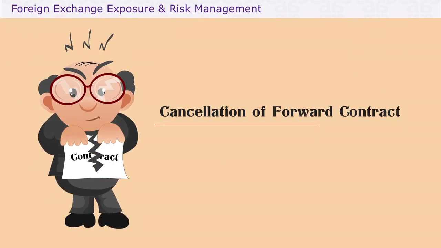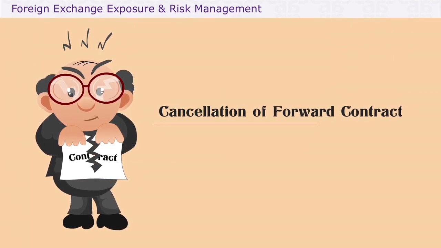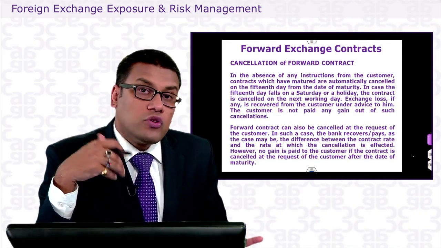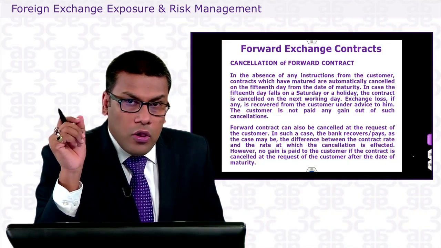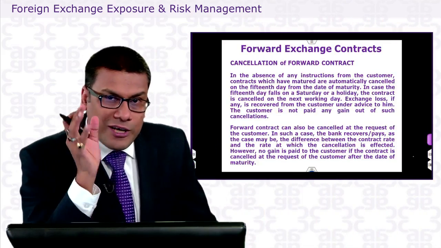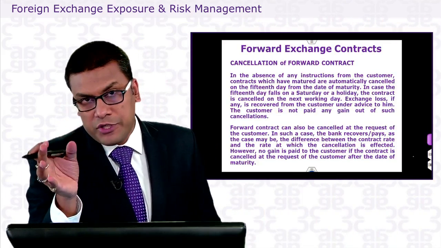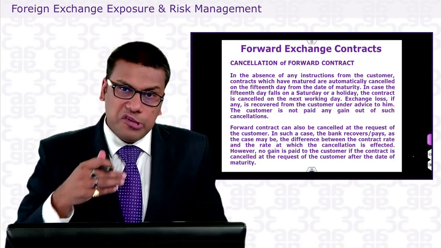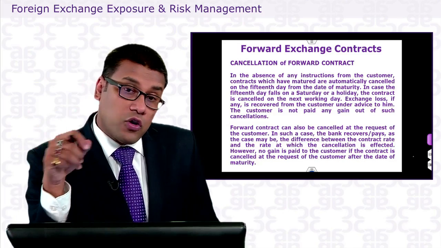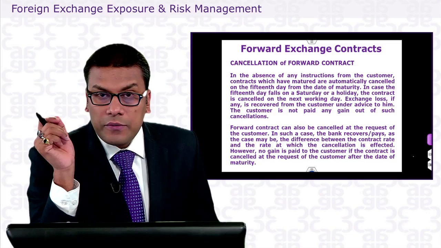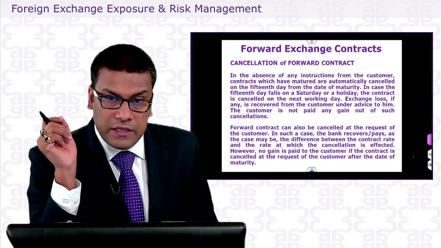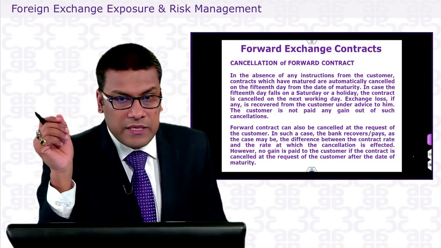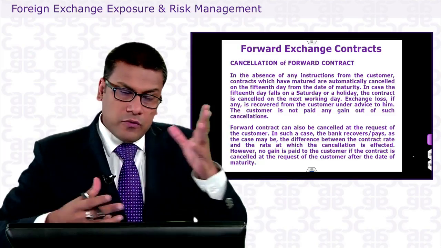Now, in the absence of any instruction from the customer, okay, if a customer has not given any kind of standing instruction regarding his contract, that what should happen if it gets matured, all contracts which get matured automatically get cancelled on the 15th day from the date of maturity. Okay, that is one thing. That if you as a customer have not approached the bank after maturity of your forward contract, then automatically on the 15th day from the date of maturity the contract gets cancelled. Okay, now in case the 15th day falls on Sunday or it's a holiday, then the contract will be cancelled on the next working day. So those mechanisms of rolling would happen.